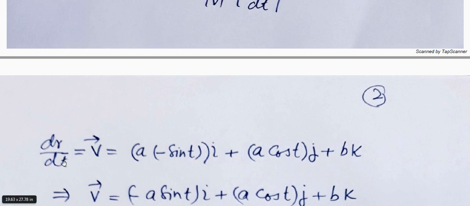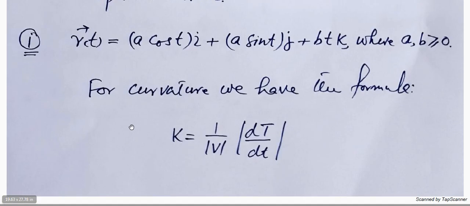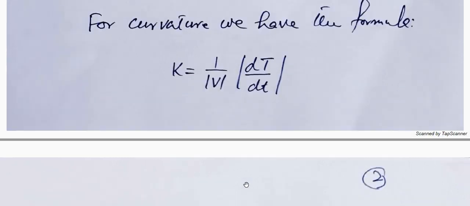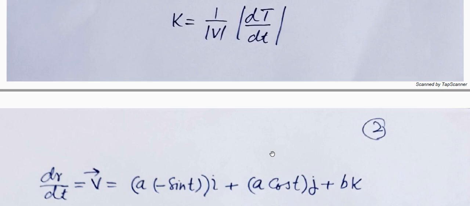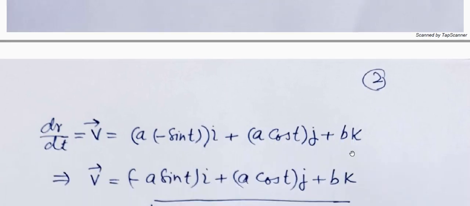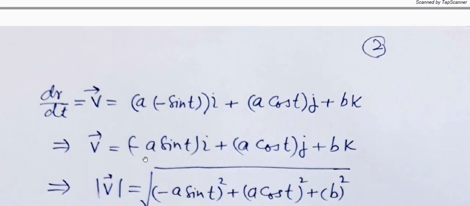It is the first derivative of the position vector. If I find the derivative of r(t) with respect to t, here a cosine t: the derivative of cosine t is minus sine t, so this will be a into minus sine t i, plus the derivative of sine t, which is a cosine t j, and here b t k, the derivative of t is 1, so it will be only b, so b k. So your velocity is, taking the minus outside, minus a sine t i plus a cosine t j plus b k.